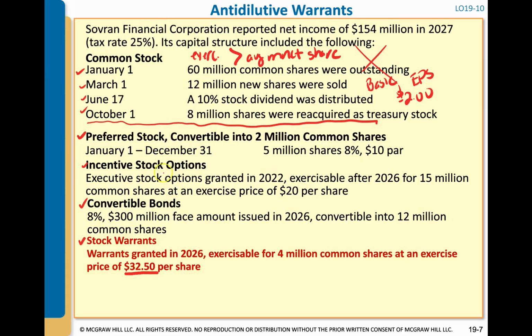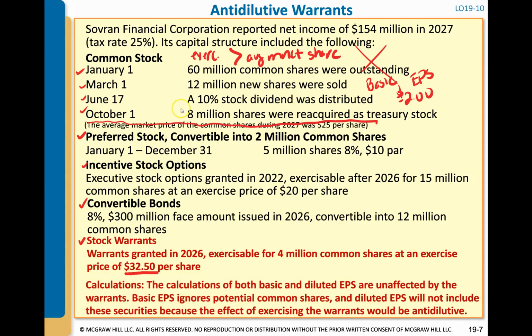And we're told in this problem that the average market price of the common shares during 2027 was $25 per share. So in this situation, the $32.50 is higher than the $25, and therefore we would just not include it in our diluted earnings per share calculation at all. It also would not be included in our basic earnings per share because it is a dilutive security, and dilutive securities are not included in the basic EPS calculation.